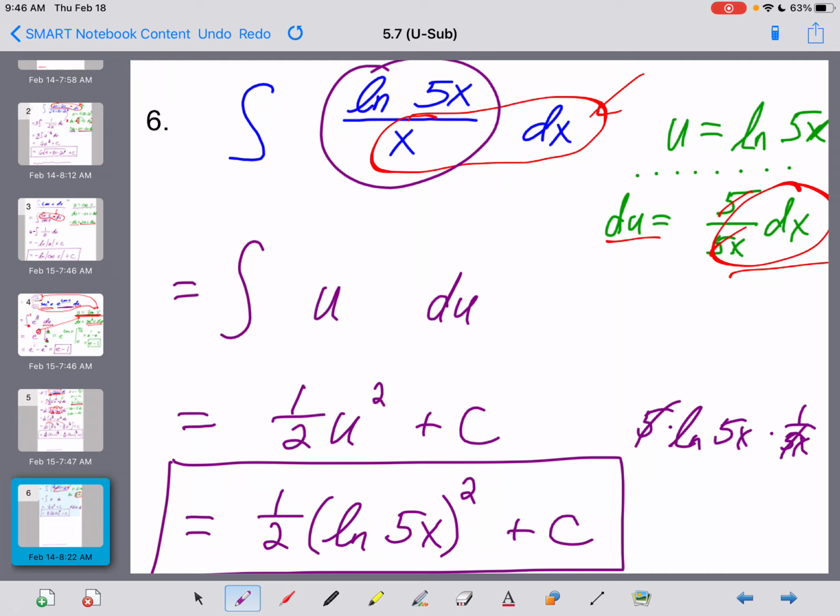So natural log in the numerator, you guys, is the one spot you want to watch out for. That's where you probably would let u come from the numerator. And in just about every other case, you would want to let u come from the denominator.